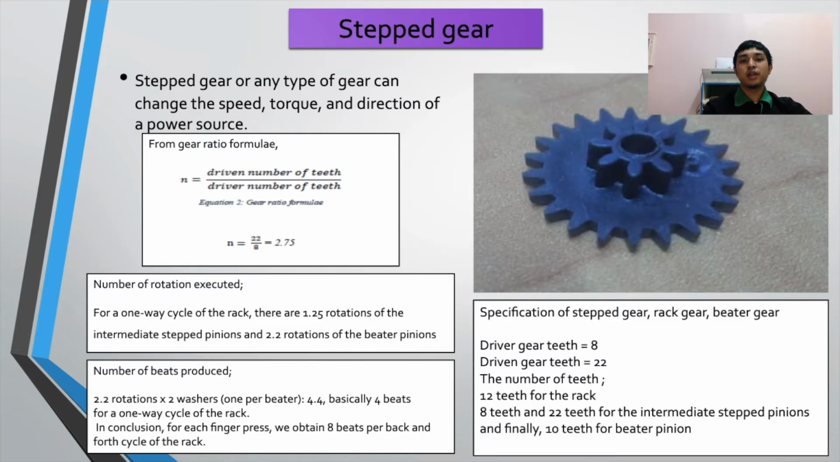Furthermore, the second mechanical component is the step gear. A step gear, or any type of gear, can change the speed, torque, and direction of a power source. From the observation of the step gear properties, such as the driven and driver gear teeth, we could find the gear ratio. From the gear ratio, we could determine the number of beats produced every time we push the bell.